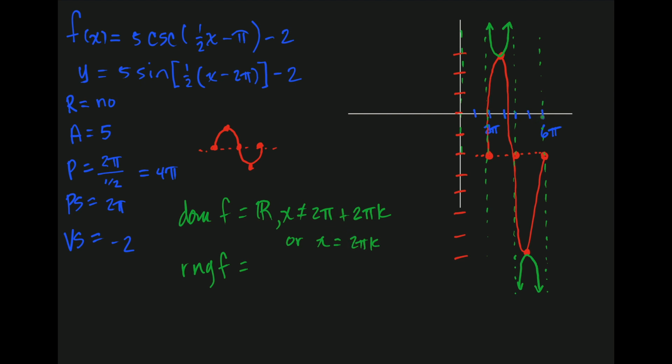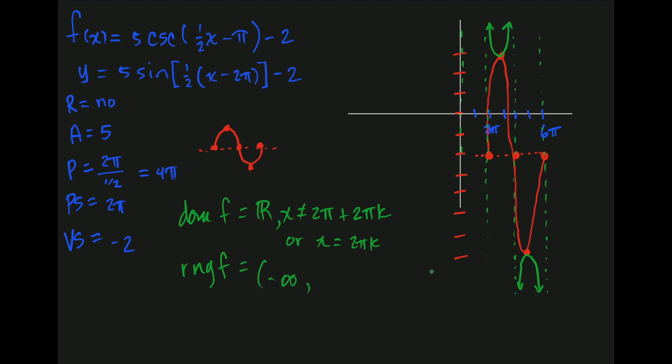Could you have put 6 pi plus 2 pi k? Sure, why not? You could put 6 pi plus 2 pi k. You could also put 4 pi plus 2 pi k. The cleanest would be just x equals 2 pi k. But any of those are correct. It's just that the asymptotes would be graphed for different values of k.